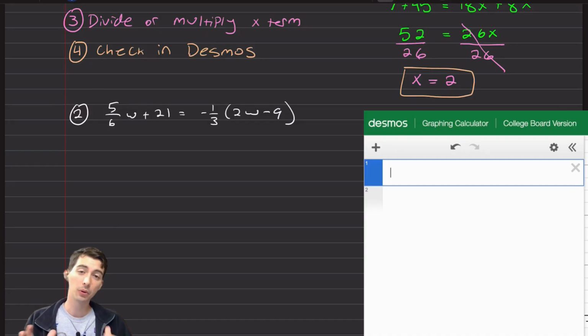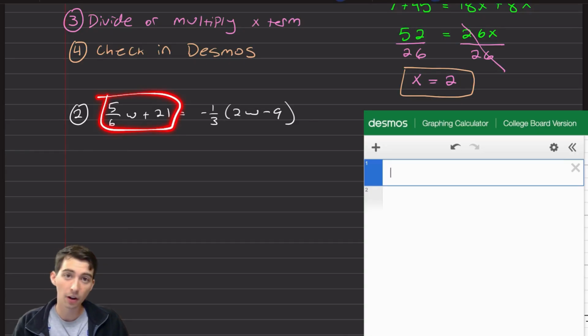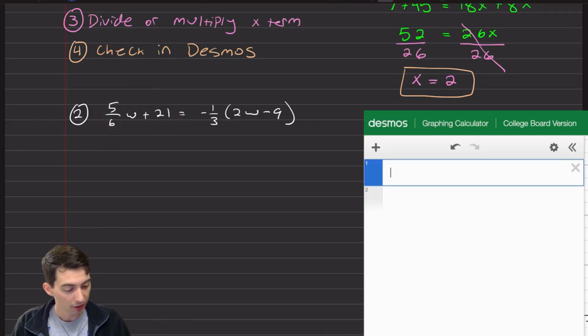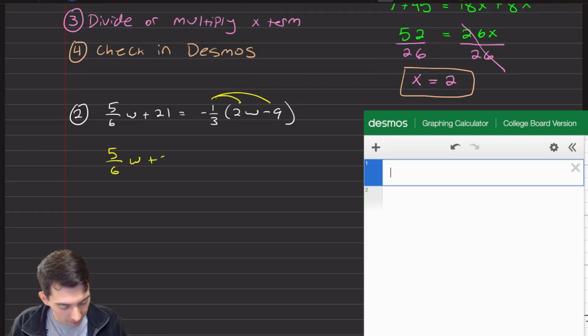So our first step is we want to make sure both expressions are simplified. So here it looks like all of my like terms and everything are good. So I just need to simplify the right-hand side. And I'm going to do that by distributing this -1/3 times the 2w minus 9. So let's just copy down this left-hand side.